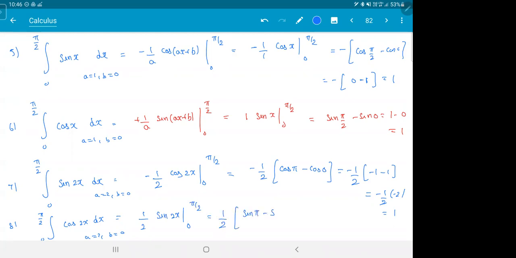That is sine pi minus sine 0. Sine 180 is 0, 0, 0. Check it out. This much, if you're confident till now, what we did, I think integration 80% is done. The basics, you got everything right.